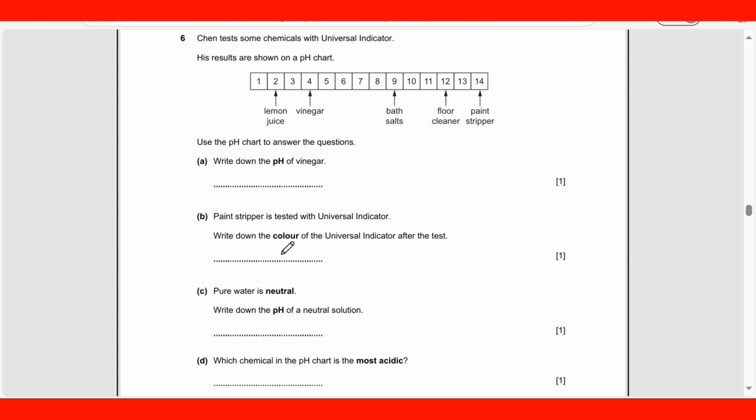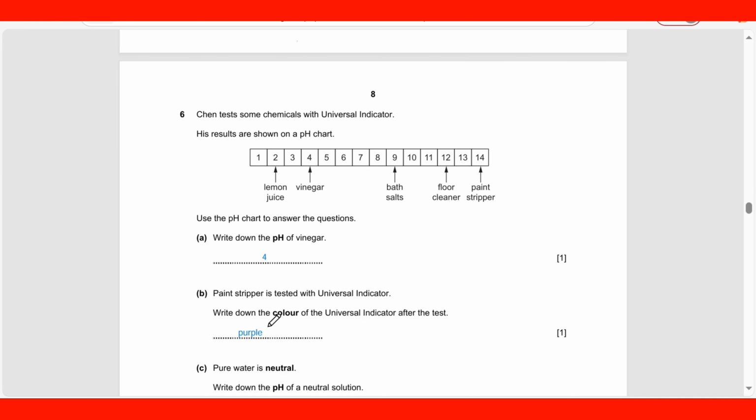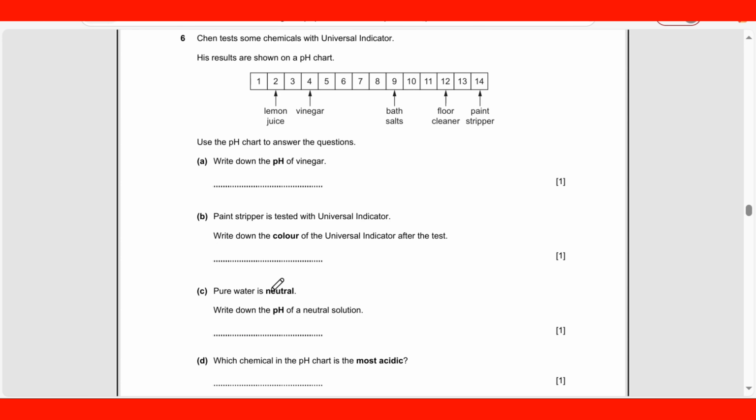Let's check out the answer, guys. What is purple? Paint stripper is pH of 14. The color is purple on universal indicator. Let's move on to 6c. Okay, pure water is neutral. Write down the pH of neutral solution.